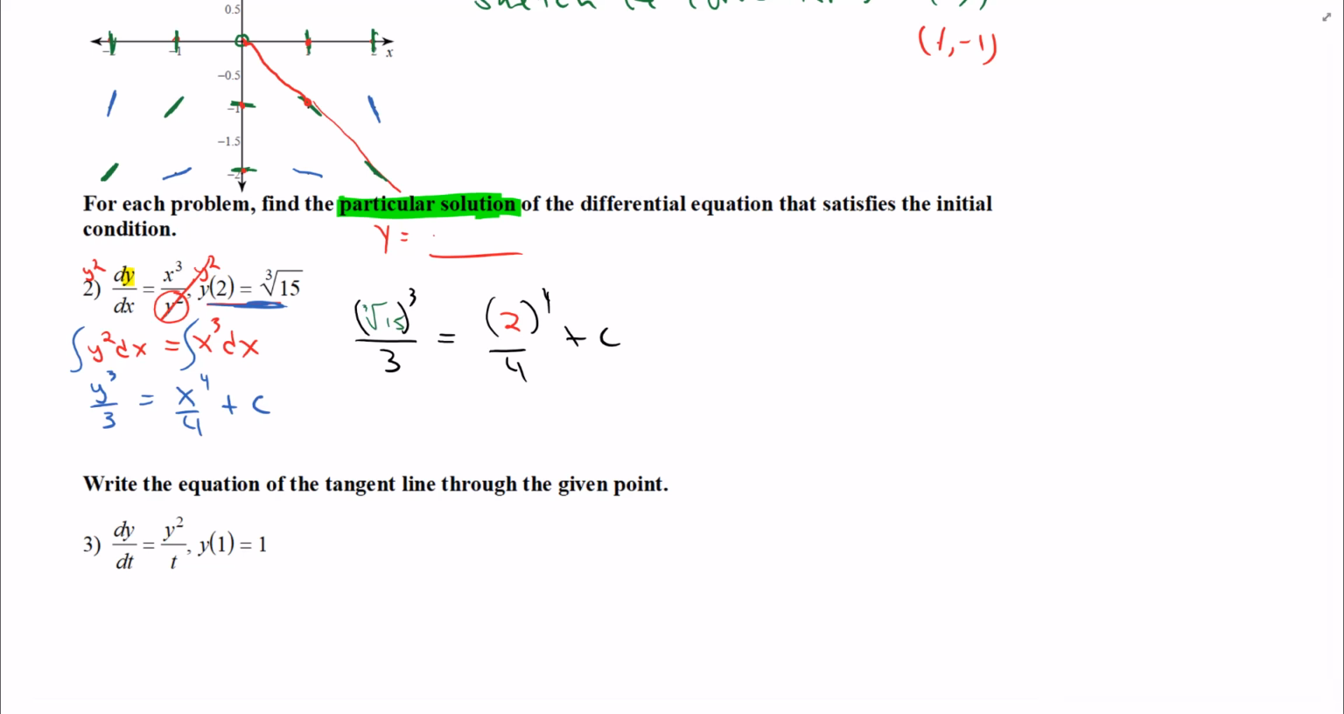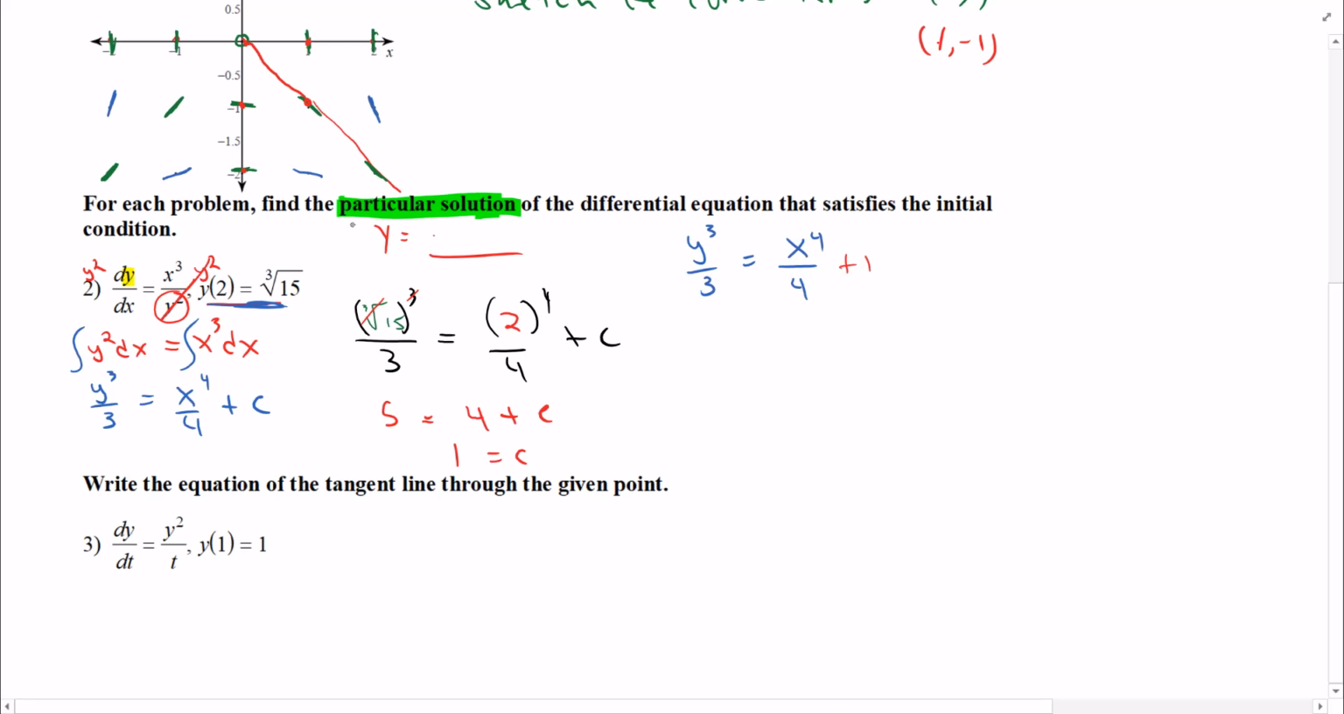Okay, so we should notice the third root of 15 cancels with that, and we get 15 over 3, which is 5. 2 to the fourth is 16 divided by 4 is 4 plus c. Therefore, c is 1. Right, so I can rewrite this equation now as y to the third over 3 equals x to the fourth over 4 plus 1, because the c value is 1.